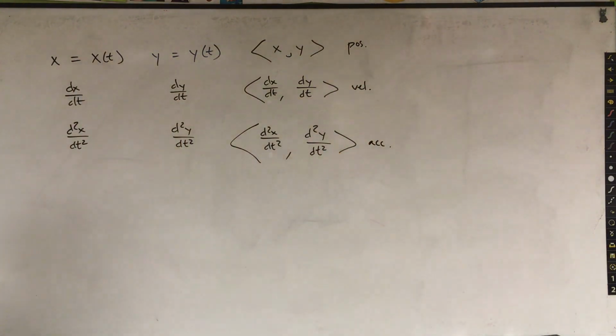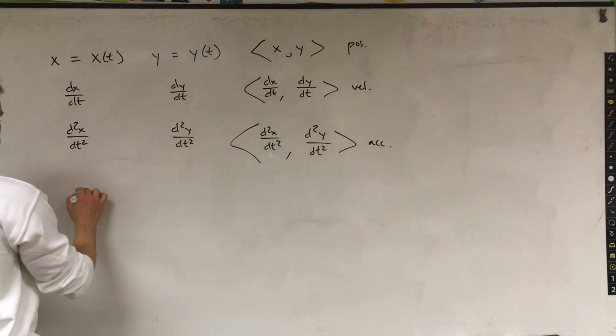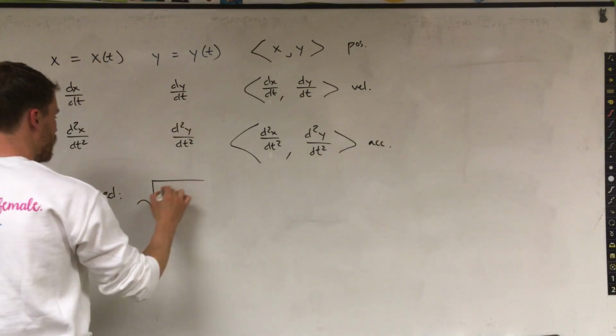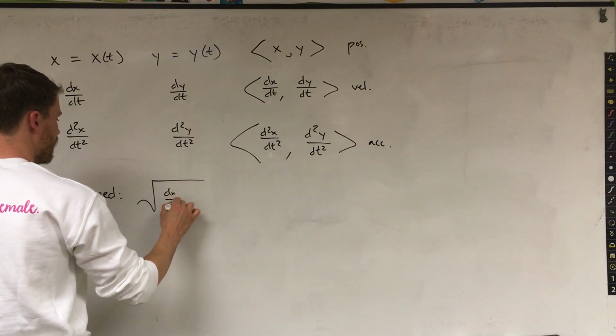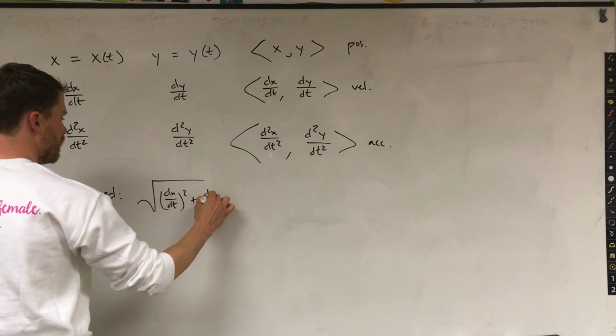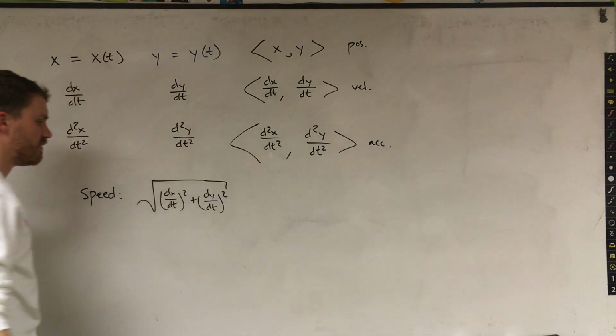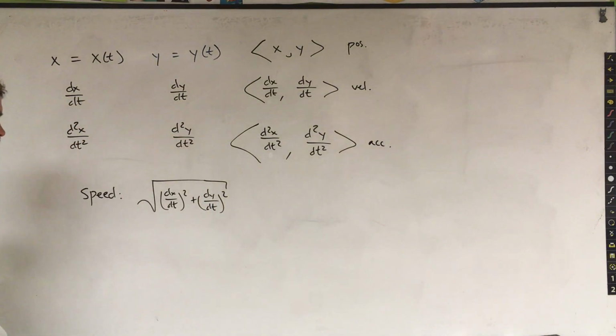acceleration. Okay? We also know that speed is given by the square root of dx/dt squared plus dy/dt squared, for reasons that I explained in a previous video.